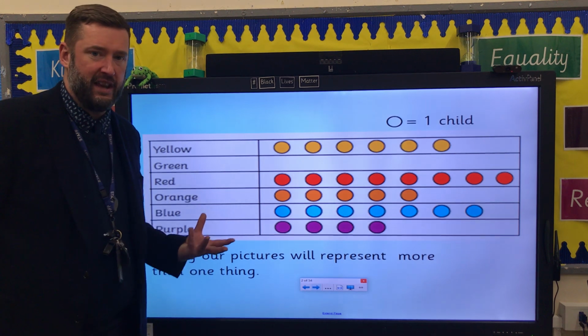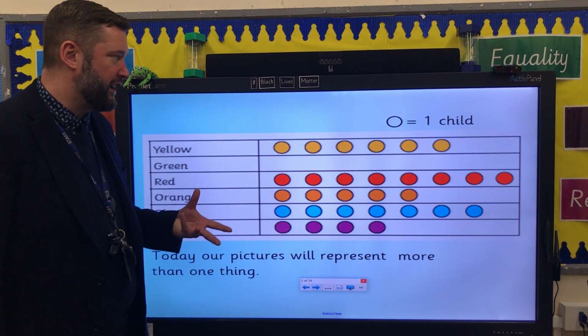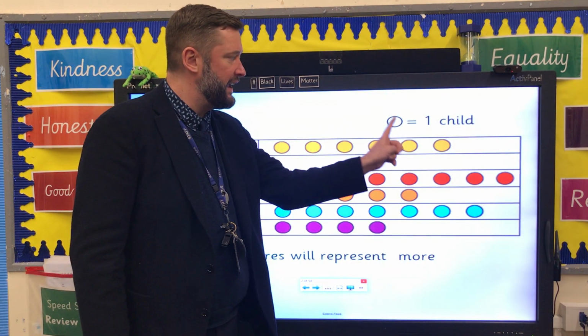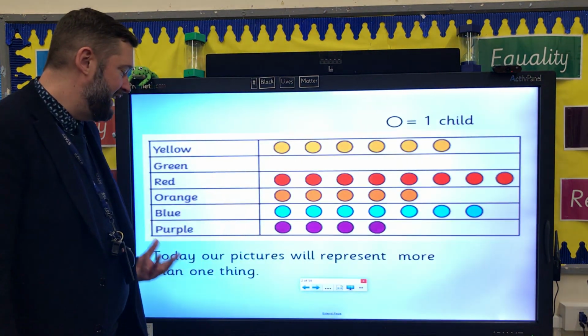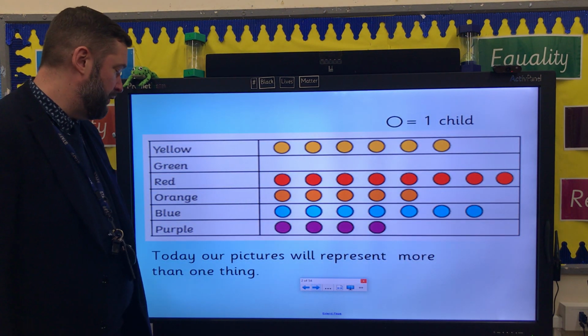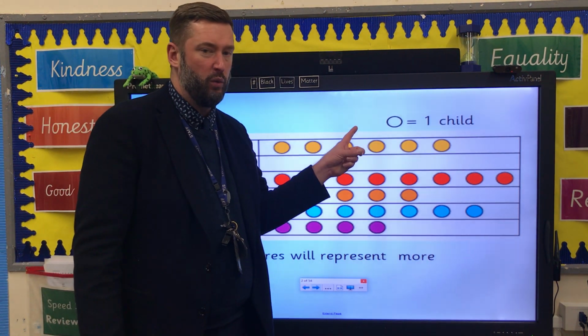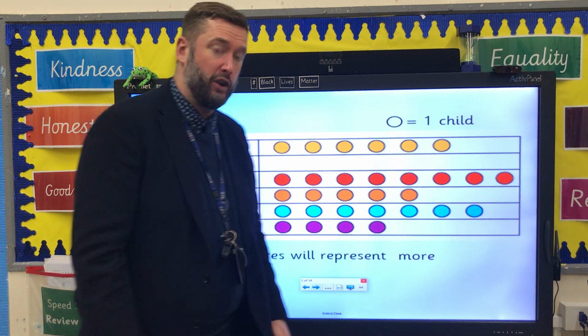So, this is yesterday's pictogram, and it was all about favourite colours. And in this pictogram, one circle equals one child, so we just counted this in ones. Today, our pictures will represent more than one thing. So our key won't say 1, it will say a different number. Shall we have a look at one?